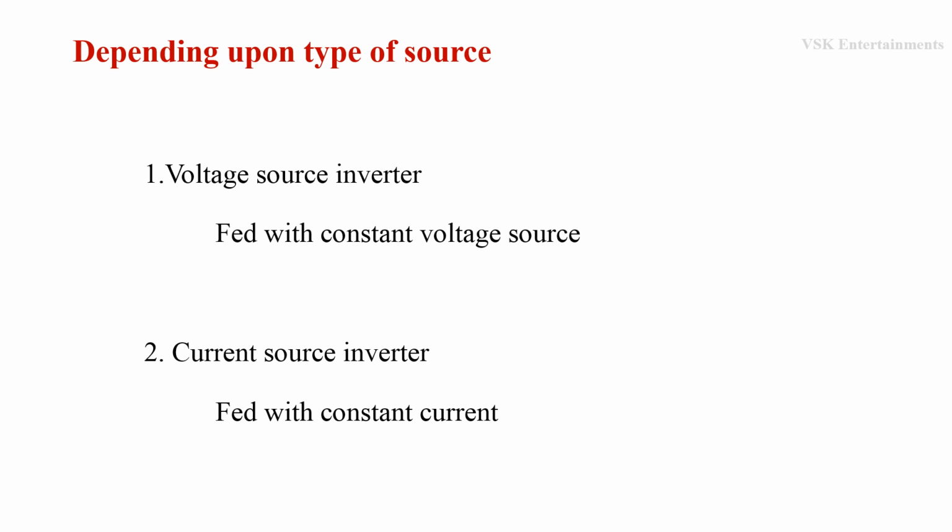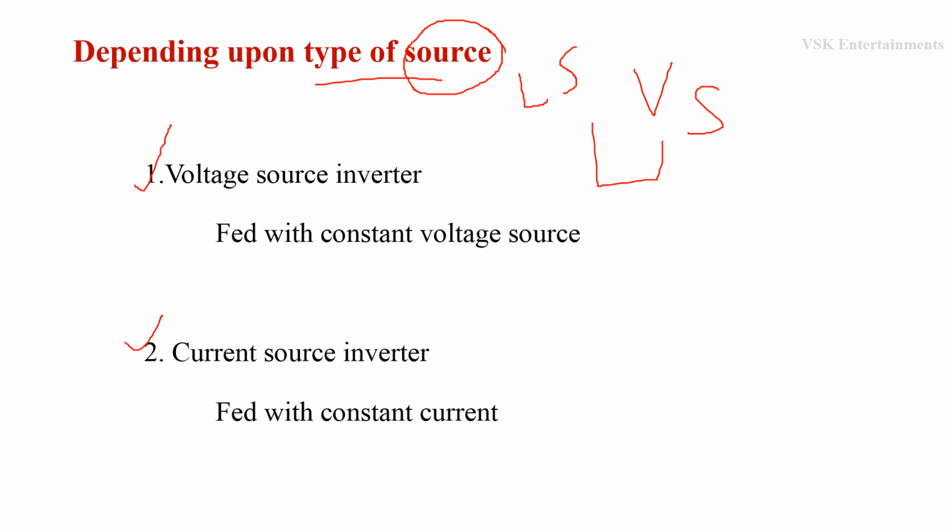Coming to the second classification, that is depending upon the type of source we are going to use. Mainly we have two types of sources: the first one is the current source and the second one is the voltage source. Depending upon these two sources, inverters are classified into two types, that is voltage source inverters and current source inverters. Okay, the concept of these inverters is very simple. Coming to voltage source inverters, the inverters which are fed with a constant voltage source are called voltage source inverters. Coming to current source inverters, the inverters which are fed with a constant current source are called current source inverters. This classification is very simple, depending upon the type of source.